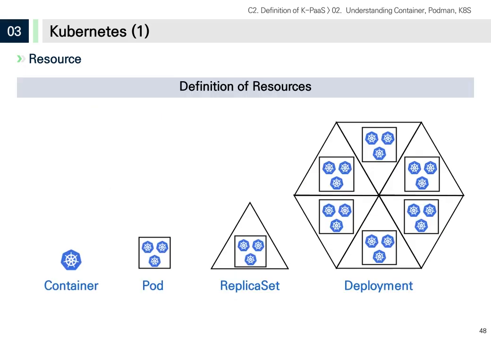To make it a little easier to understand the resources we've been looking at, I've put together an illustration. Within a deployment, there are multiple replica sets, and within each replica set, there are pods. And within each pod, there are multiple containers. So we can deploy from a big unit called a deployment to a small unit called a container. Of course, you can also deploy just the resources separately.